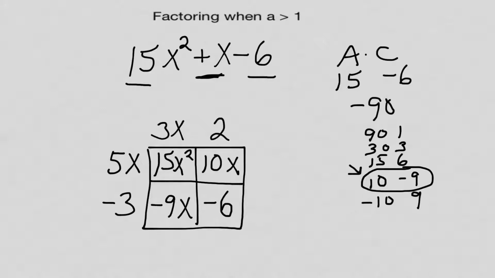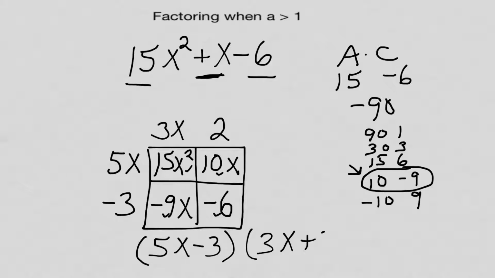So let's double check this. 5x times 3x is going to give us the 15x squared. 2 times 5x is going to give us 10x. That's good. 3x times -3 is going to give us the -9x. And 2 times -3 is going to give us the -6. So we are pretty much done with this problem. We just bring this down. This is 5x minus 3 times 3x plus 2. All right. Let's go on. Let's do another problem.